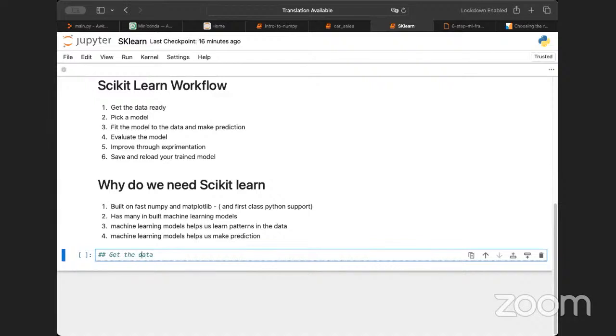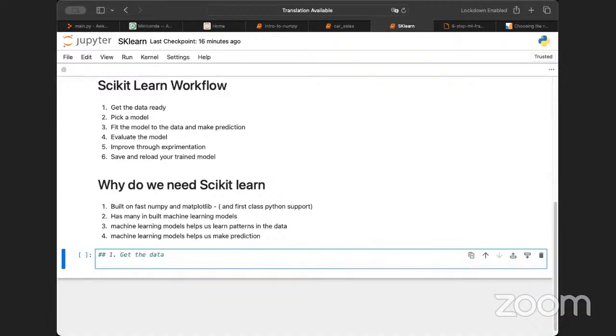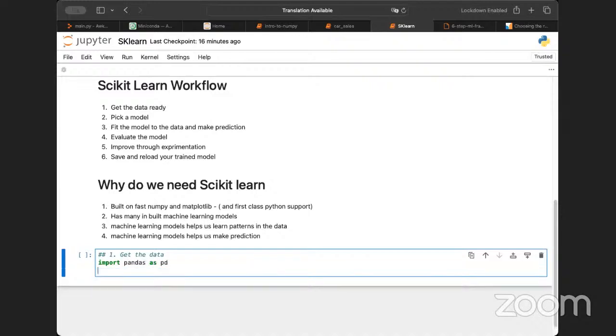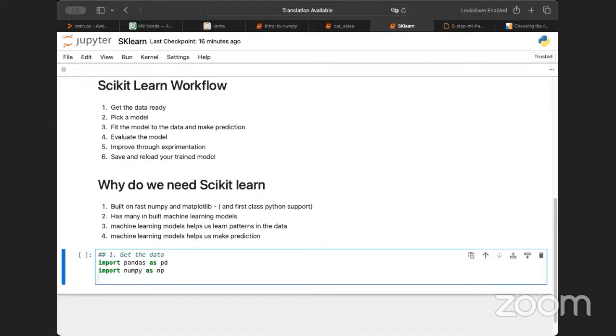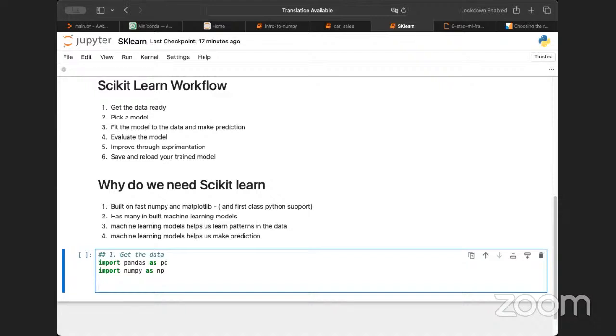Okay, first, let's get the data. Import pandas, then import numpy as np. This is something that we need definitely. Then how do we get data? Let's try to get our heart disease data set. How do we get it?